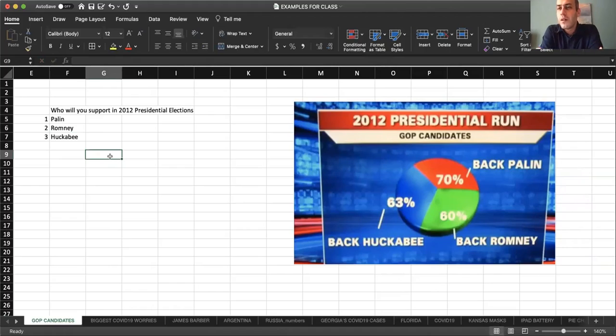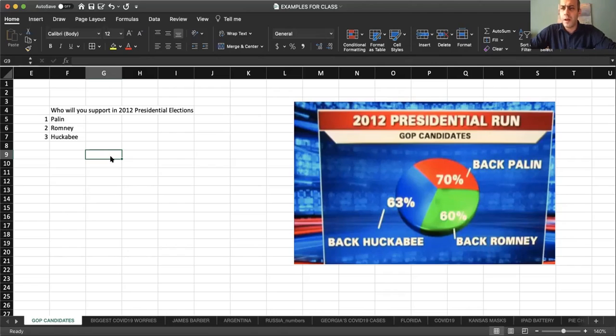Now, one of the interesting things is that for this variable to be a good variable, it has to satisfy two properties. Do you remember what these properties are? One, the categories should be mutually exclusive. And two, the categories should be collectively exhaustive. Now, when you create such a poll, a survey question, and ask people who they are going to support, Palin, Romney, or Huckabee, honestly, many people can say, I will support Palin and Romney, but not Huckabee. Or they can say, I will support Palin and Huckabee, but not Romney. Or some people can say, I will support Romney and Huckabee, but not Palin. And some people can say, I support all of them.